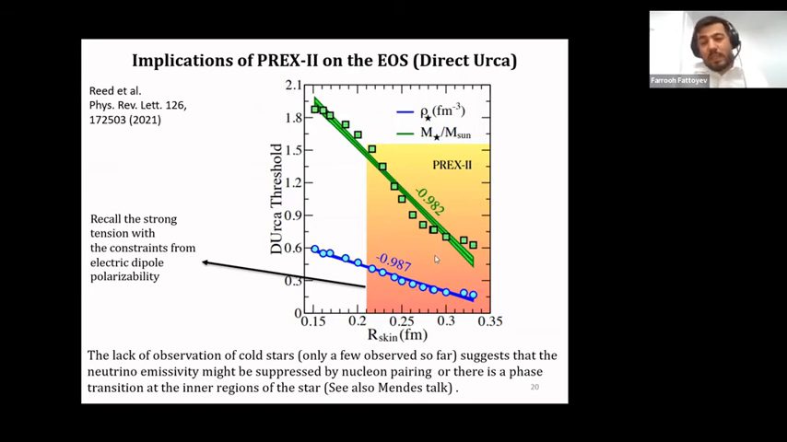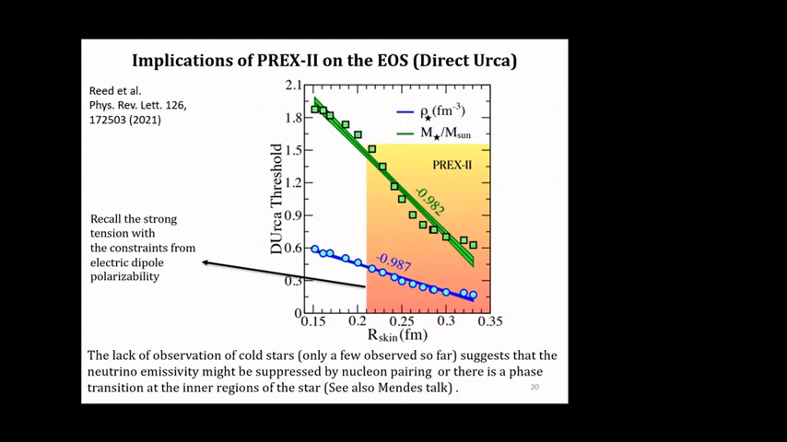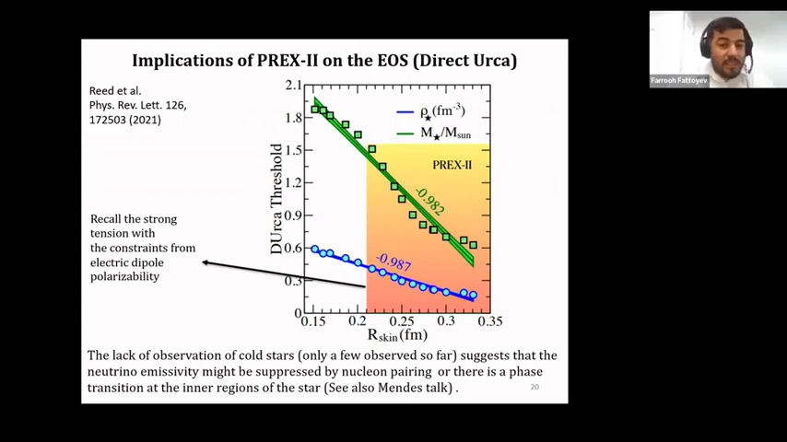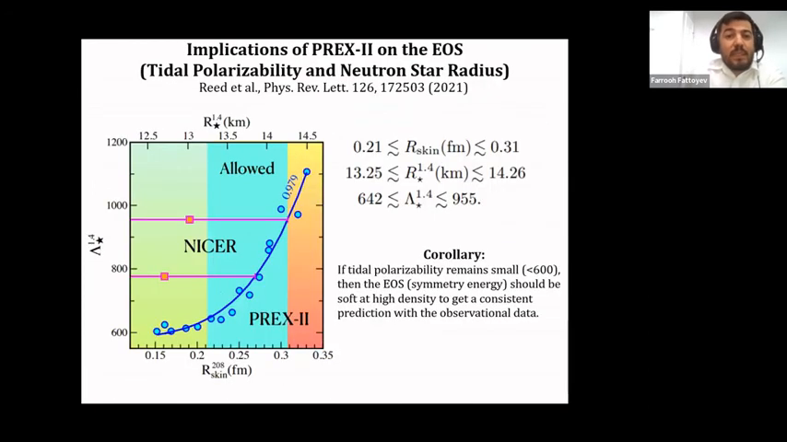Now, we only have a few of them, which means either the dependence of the symmetry energy is very large but the neutrino emissivity is suppressed by nucleon pairing, or maybe they are small, but then it would be inconsistent with PREX-2 data, so something is wrong with the data, you could say, or maybe there are some phase transitions going on in the central regions of the neutron stars. So this is a very interesting case study.